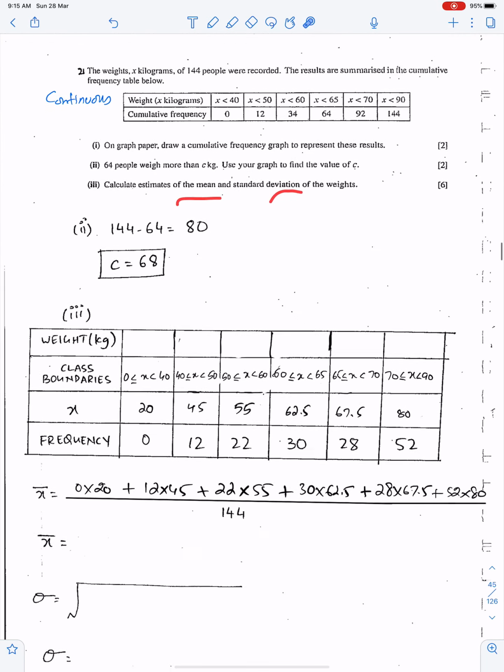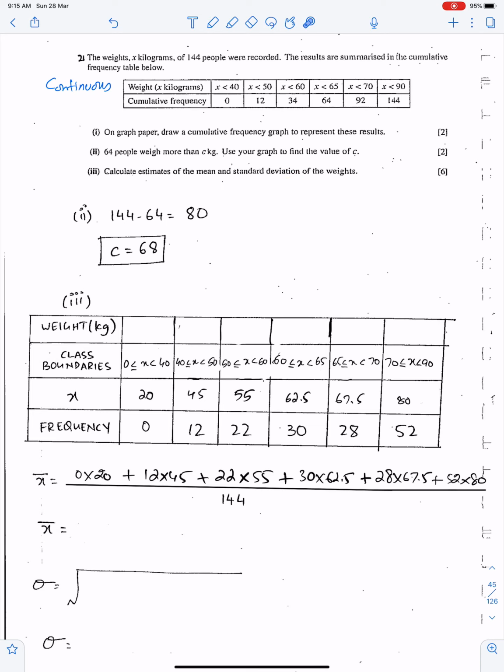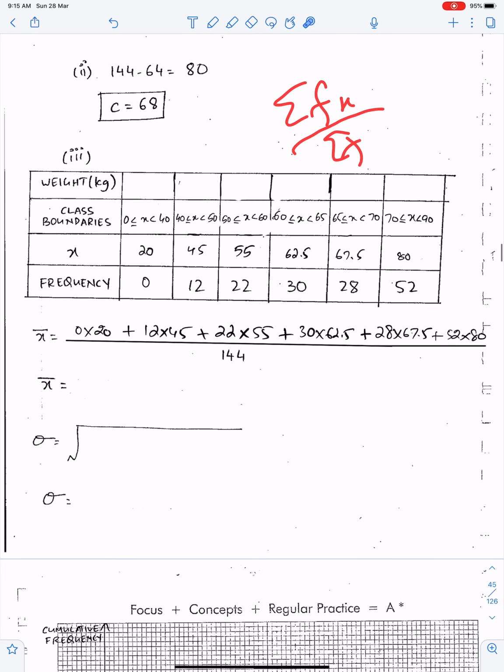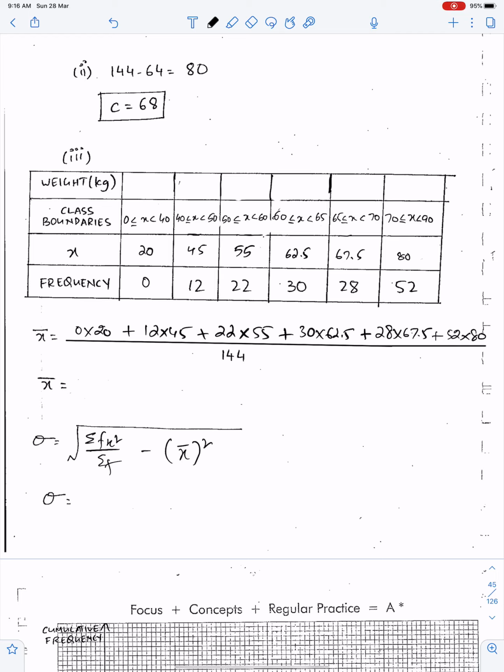Mean and standard deviation. See, this is measurable. So inequality would be like this. This is similar to question number 11. And the first number should be 0. And mid values are here. This is the formula for mean, sigma fx over sigma f, and for variance use this formula, sigma fx square over sigma f minus square of mean. You can do this yourself.